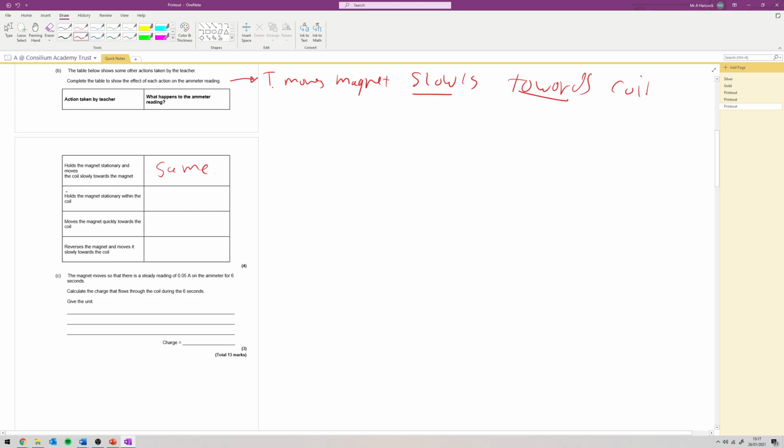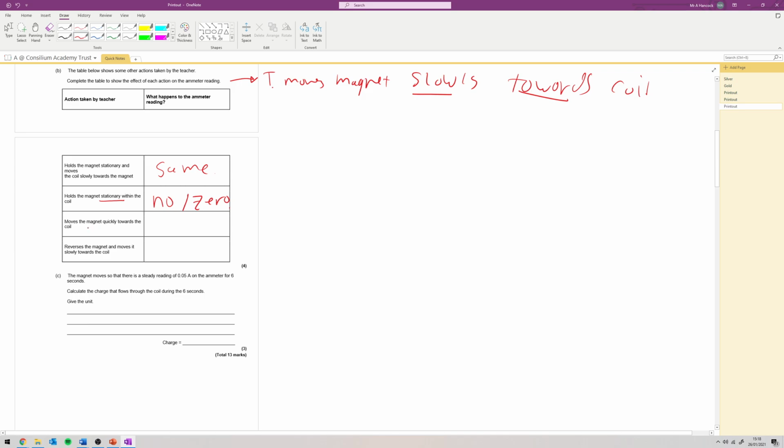Now, the next one holds the magnet stationary, so not moving within the coil. Well, we checked before, if we just have a magnet not moving, that means that the magnetic field is not changing, so there is no reading, or 0. The reading goes to 0.